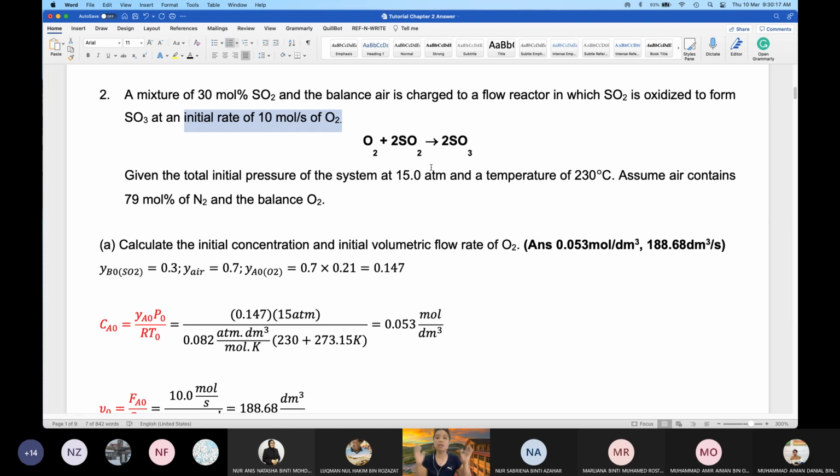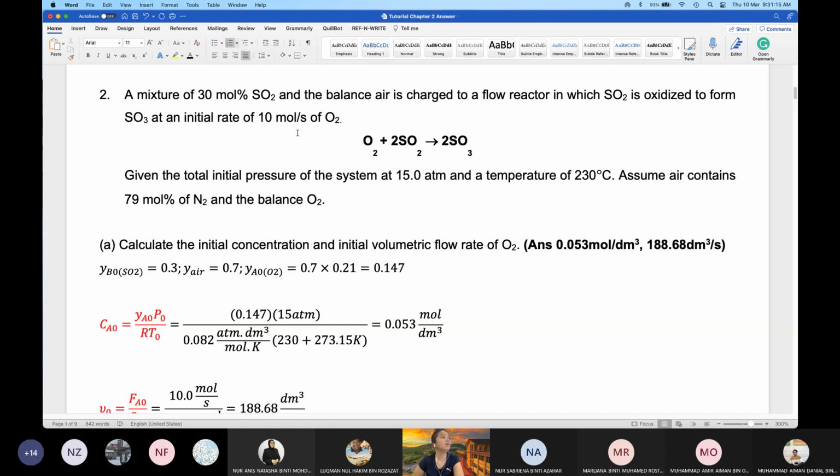But normally kita akan calculate dalam bentuk ABC, right? We always calculate FA0, CA0, so on and so forth. So how do we know which is A, B, C and D? As I told you, normally, our A is always the limiting reactant. Okay, if they do not state which one is the limiting reactant, because we have two reactants, SO2 and O2, if the question did not state which is the limiting reactant, you can and may assume the first compound in your chemical equation as your A. So maksudnya oksigen gas ni adalah A kamu, SO2 is your B, SO3 is your C. So therefore, this 10 mole per second of O2 is actually your FA0. Okay, sebab oksigen gas adalah A kita, so FA0 equals 10 mole per second.